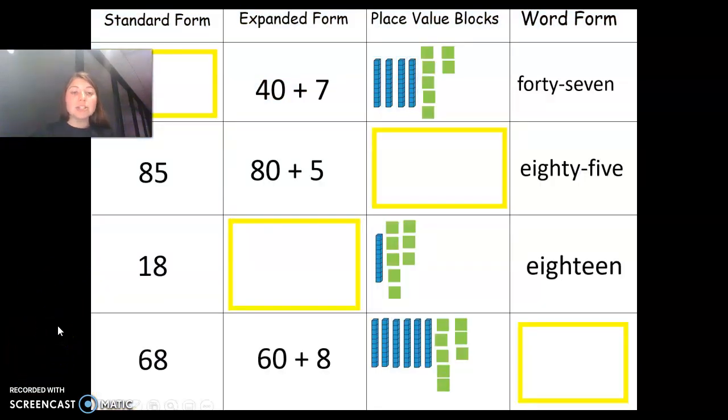Now you're going to go back to your seats and you're going to work on this paper. Now you see a lot of things right now, but we're going to look at standard form, expanded form, place value blocks or picture form, and word form. And we want to fill in the missing form. So the first one, we're missing our standard form. Look at expanded form, look at the picture form, look at the word form, and fill in the standard form of the number. Do the same for the next 3 rows.